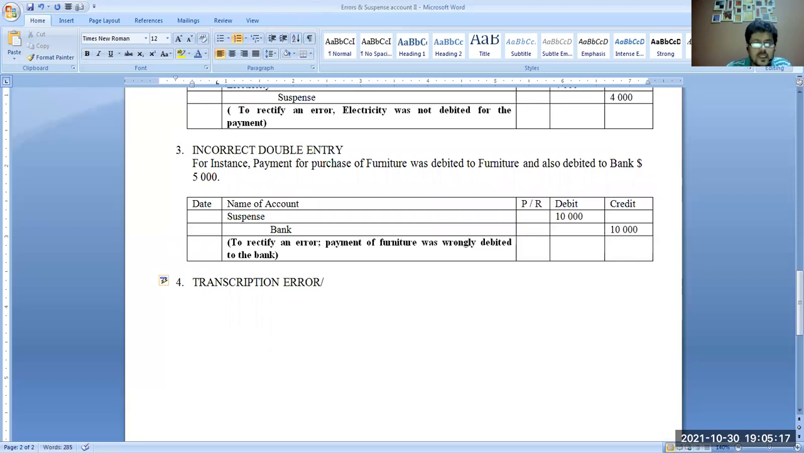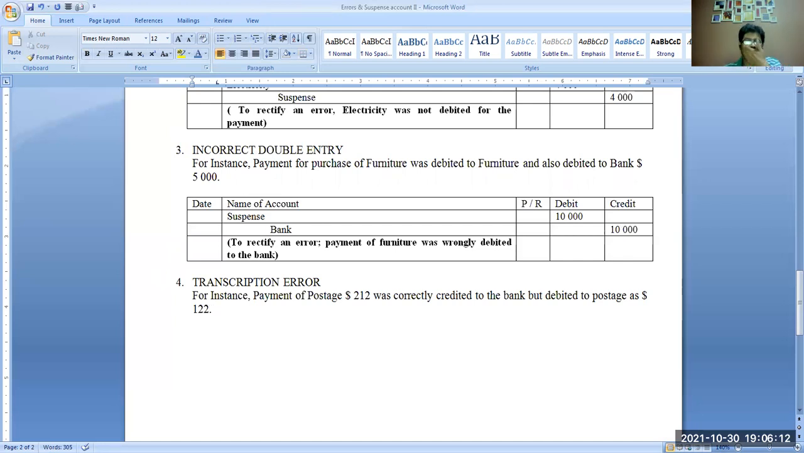Transcription error means, for instance, payment of postage $212 was correctly credited to the bank but debited to postage as $122. Oh yes, it's an error of transposition actually.